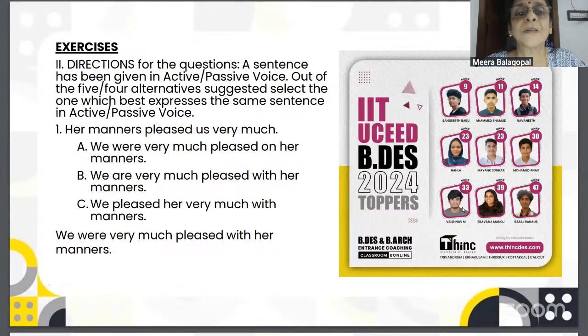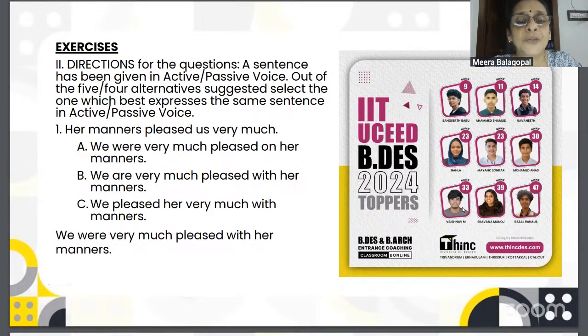For the questions, directions: a sentence has been given in active or passive voice. Out of the 5 or 4 alternatives suggested, select the one which best expresses the same sentence in active or passive voice. Her manners pleased us very much. The options given are, we were very much pleased. Her manners pleased us very much.